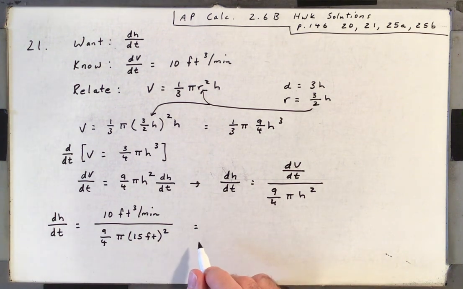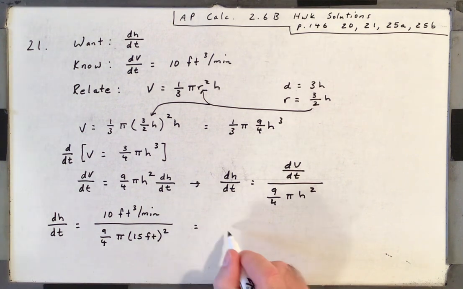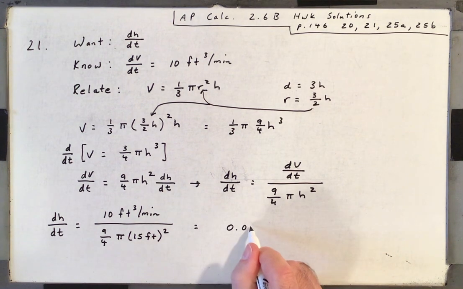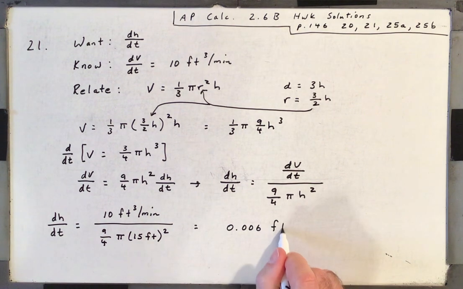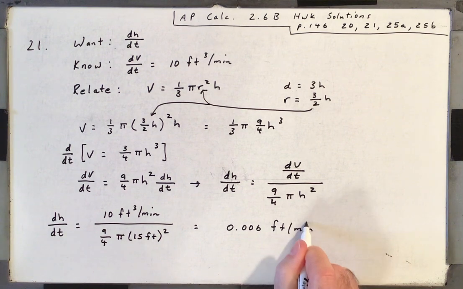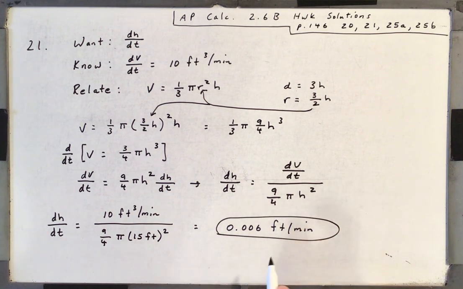The book keeps it as a fraction in terms of pi, but it's probably easier if you just do this decimal-wise, 0.006 feet per minute. That's perfectly fine with me. If you reduced it, it's 8/405 pi feet per minute. And probably that's what the back of the book gives, but goodness, this is perfectly fine. Okay.